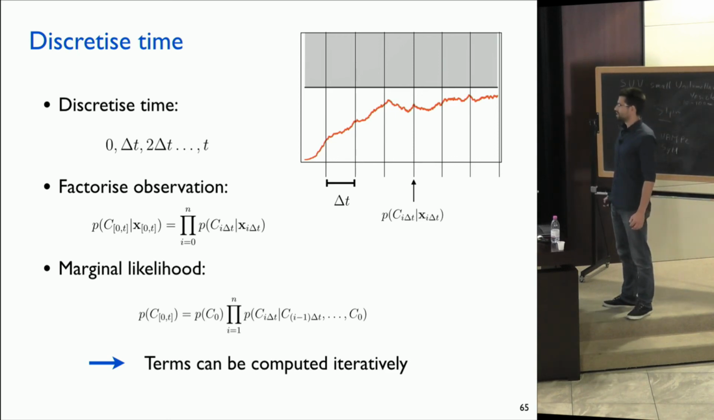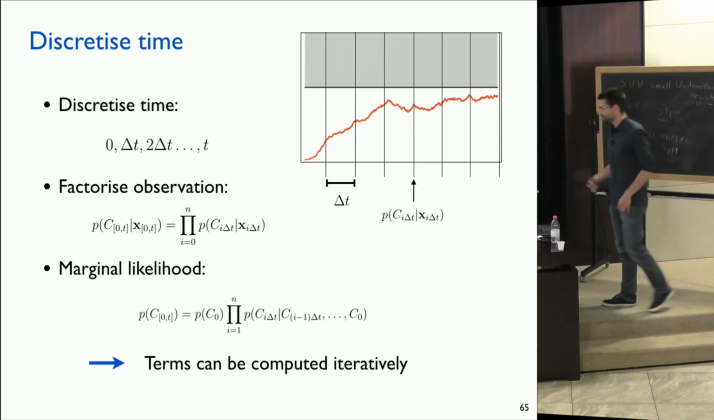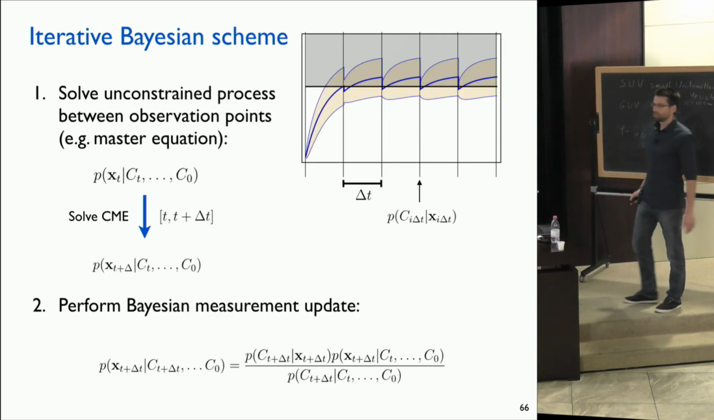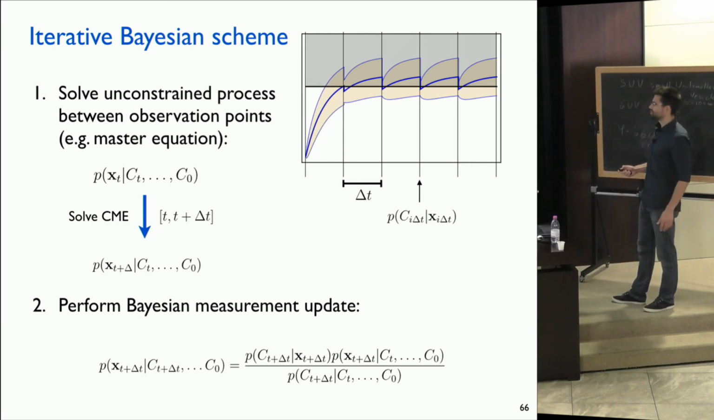The marginal likelihood can then be written as the probability to be below the threshold at a certain time point, given that one has been below the threshold for all previous time points. And those single terms can be computed in an iterative way in a Bayesian scheme as follows. Because we now only have measurements at discrete times, in between the measurement points we have no constraint. We just have to solve the free chemical master equation, which we solve forward in time to get a predictive distribution of the process conditioned on the past measurements.